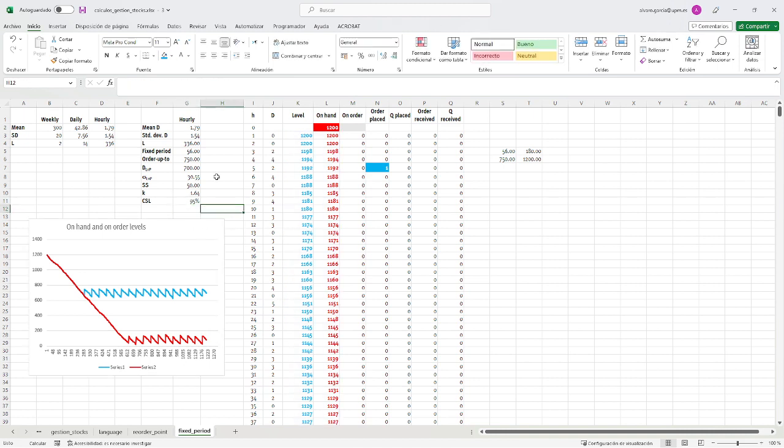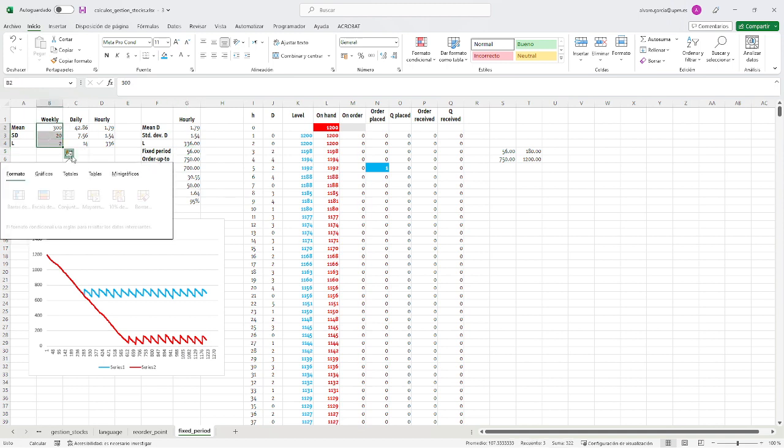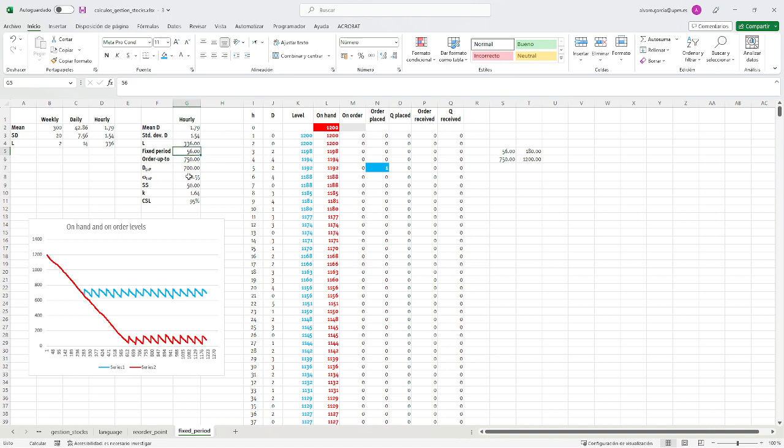The thing is, I'm going to change these numbers just to make the explanation clearer. I'm going to set a fixed period. This is the optimal policy if you do the numbers corresponding to this data here. This doesn't mean I cannot do things differently, and the behavior of my on-hand inventory, on-order inventory and the total inventory is also valid.